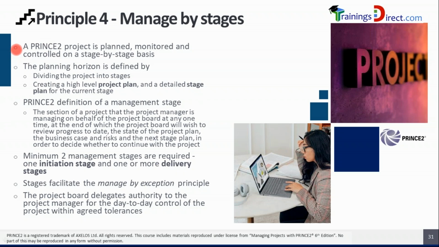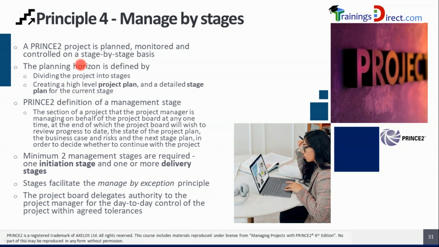Manage by stages. This principle has a lot more information compared to the previous principles. A PRINCE2 project is planned, monitored, and controlled on a stage-by-stage basis. The planning horizon is defined by dividing the project into stages, creating a high-level project plan, and a detailed stage plan for the current stage.